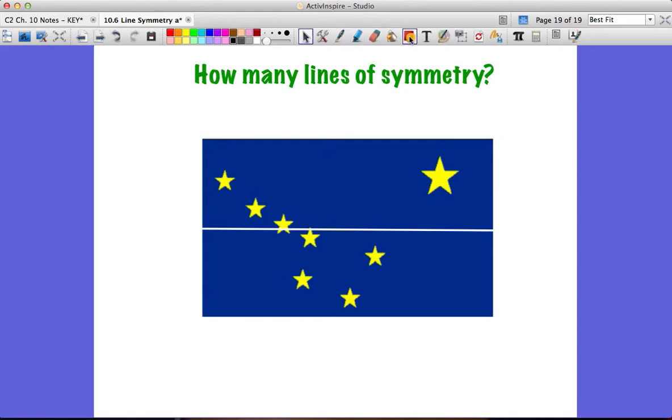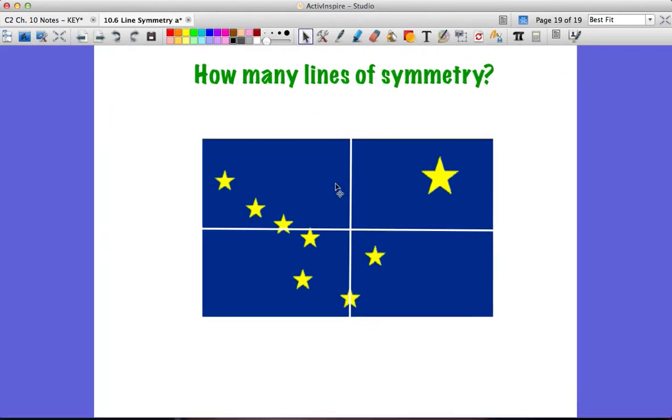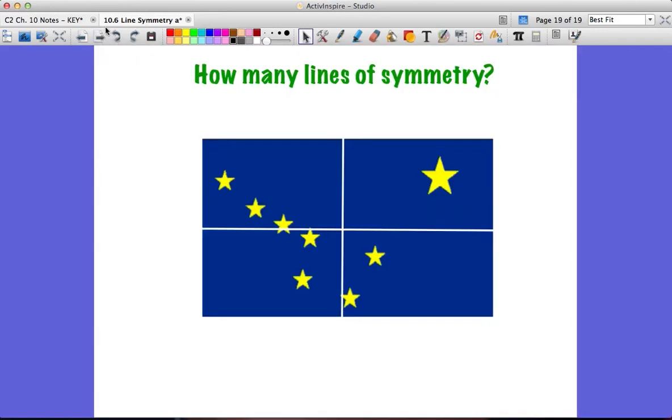So sometimes you do have to look at the design on the inside. Same thing this way. If I split it down the center here, again, those stars don't line up, so there are no lines of symmetry for this figure. Typically, we will just be looking at shapes like this with no designs on the inside. However, I did want you to understand that if there is a design on the inside, that design does come into play.